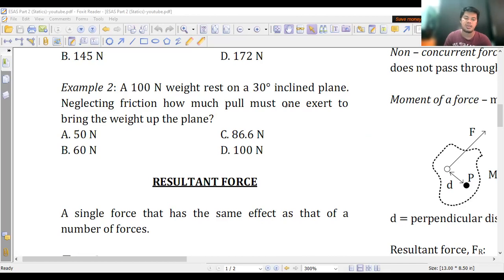What would be the force, or how much pull must one exert to bring the weight up the plane? The word pull in the problem is actually the horizontal force which is parallel to the plane. Take note, we have 100 Newton resting on a 30-degree inclined plane, neglecting friction. So how much would be the pull needed?